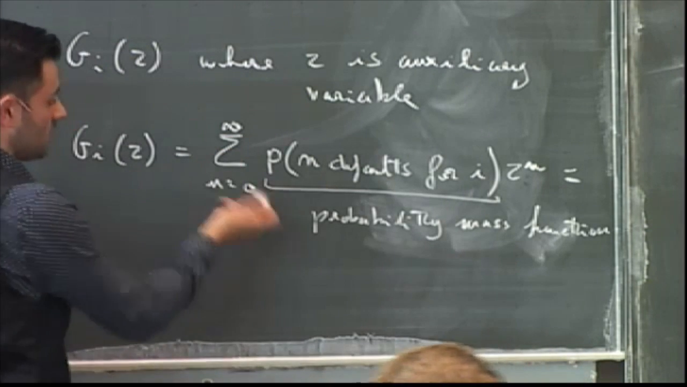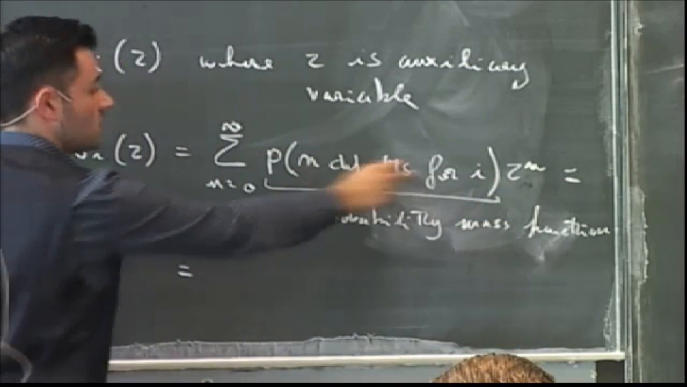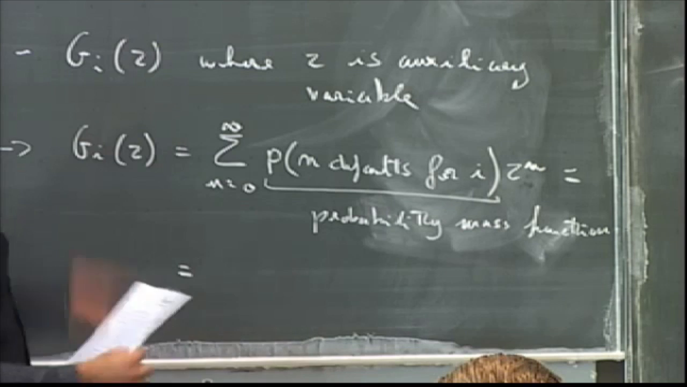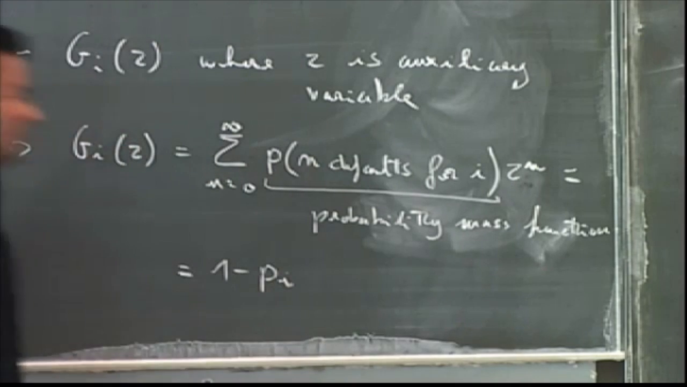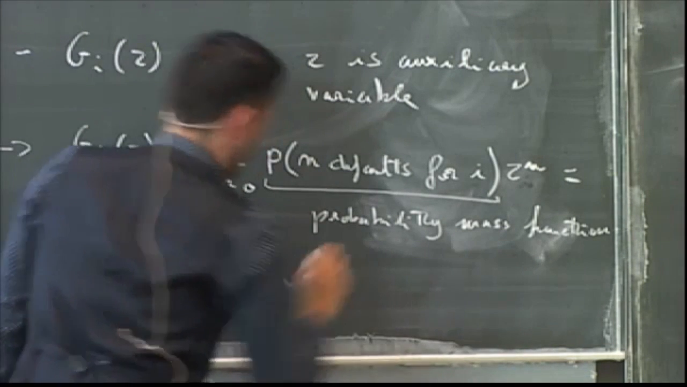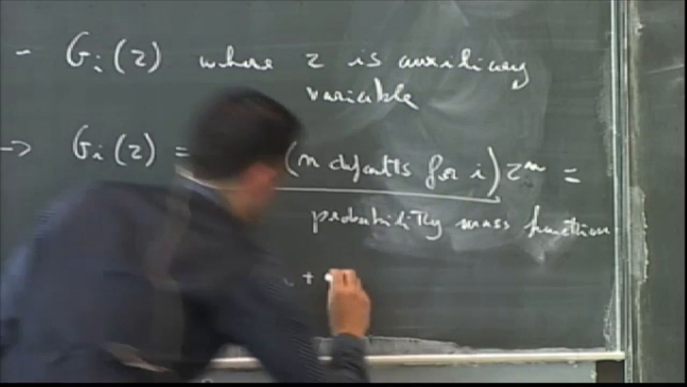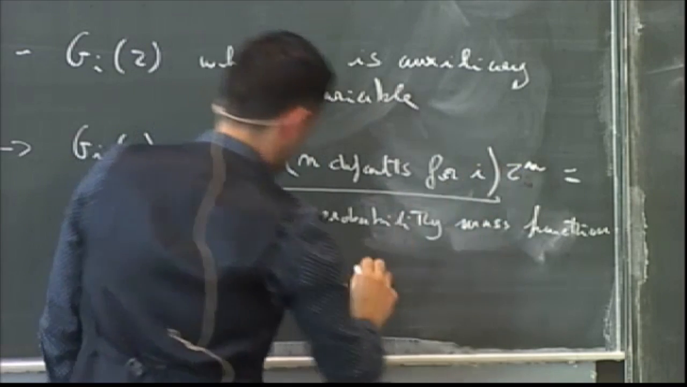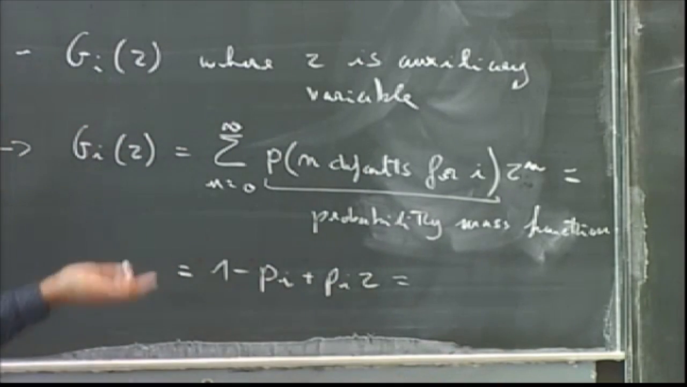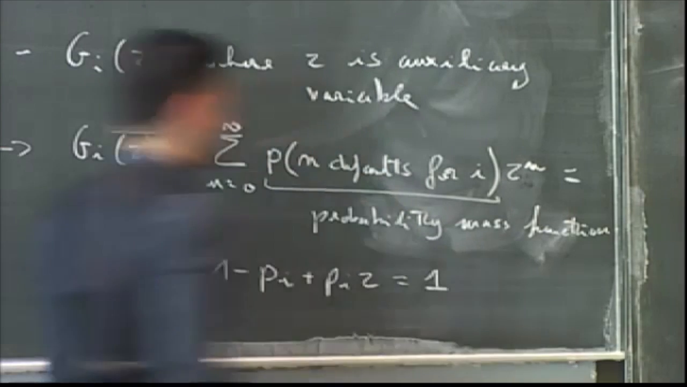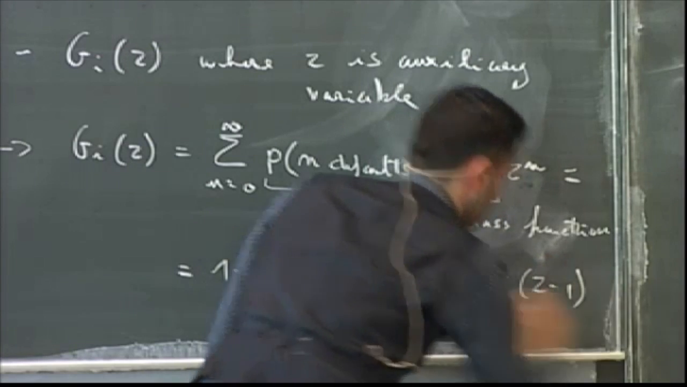So what's the case for n equal to 0? This is z to the power of 0, so it's 1. What is the probability of not observing a default? It's 1 minus pi. This is the first term. And then we have the second term. What is the probability of observing 1 default? It's pi z. If you want, you can rearrange, just take out 1 minus pi. So this is 1 plus pi that multiplies z minus 1.